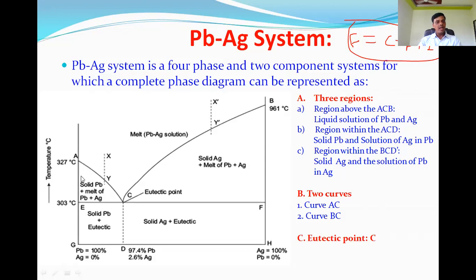Temperature increases in the upward direction, but an arrow slightly slanting towards the x axis means temperature decreases. One point to remember: the curve AC indicates the freezing point of solid lead on the addition of silver. Or in simple words, if you do not understand this statement, then remember that the curve AC represents the effect of addition of silver to the lead on the freezing point of lead.